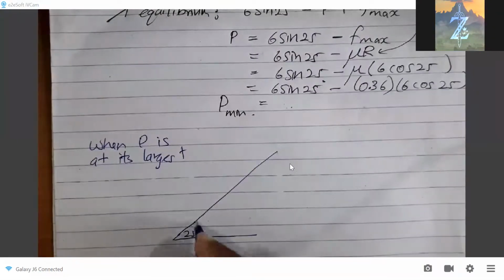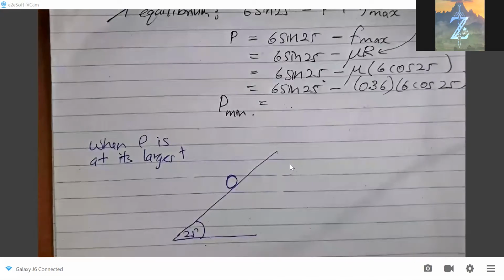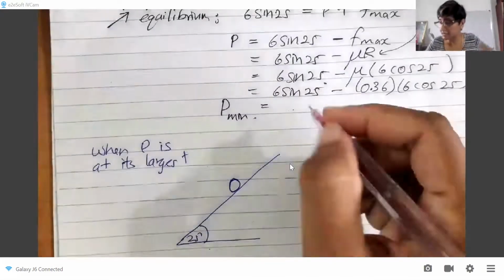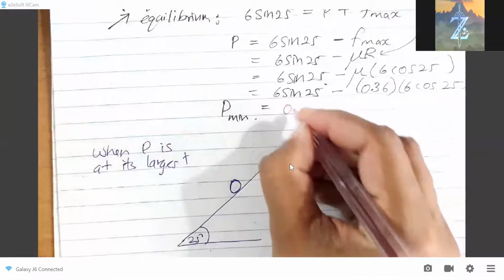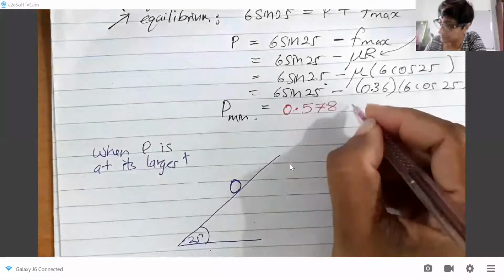Yes, I got the answer 0.58. Very good. Can you give it to 3 decimal places? 0.578. Very good.